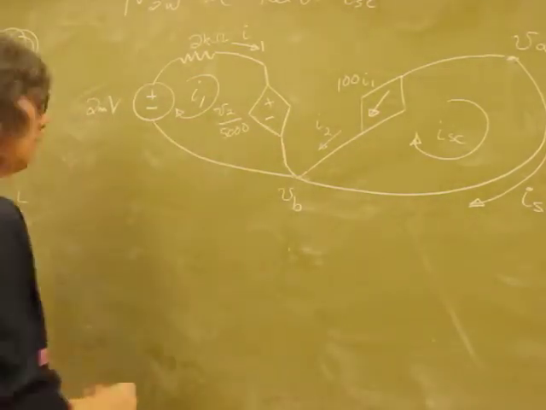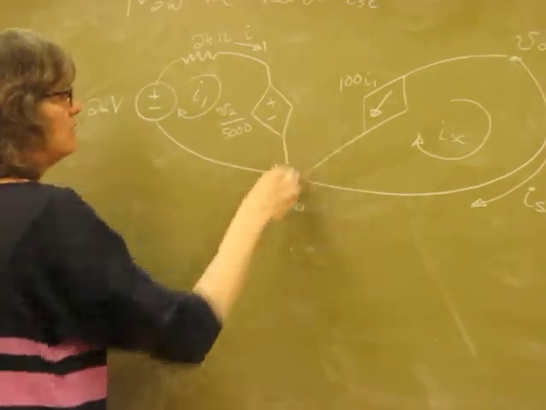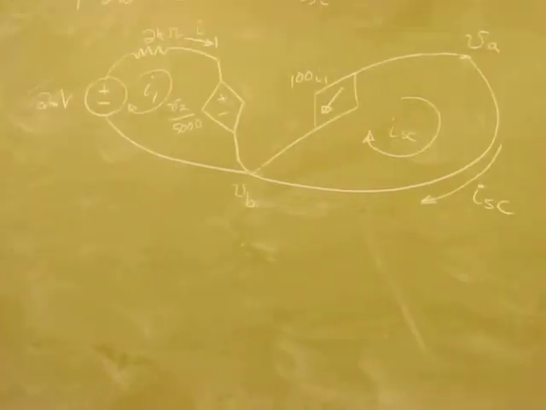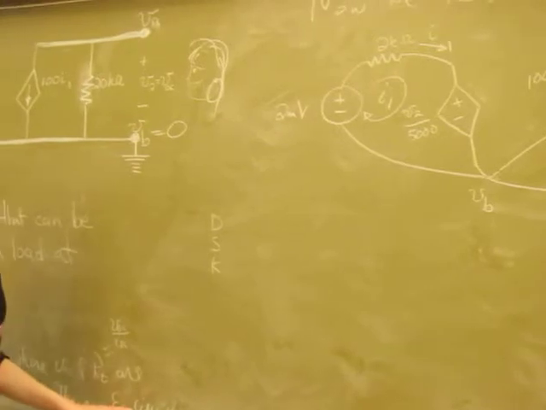Because they're not the same current. So just be careful not to do that kind of thing. Okay, so I've labeled my mesh currents, so I'm done with that step. Do I have dependent sources?